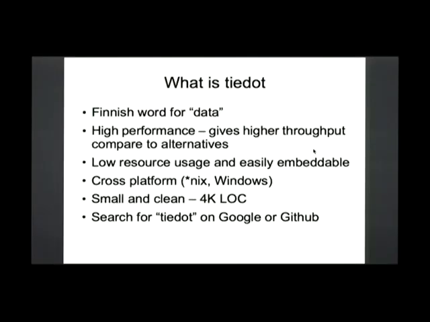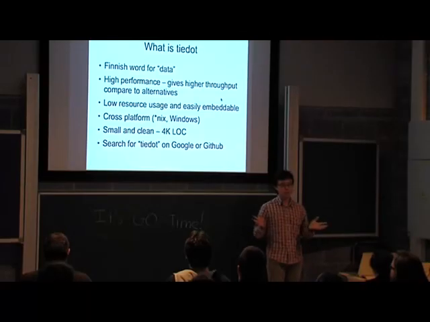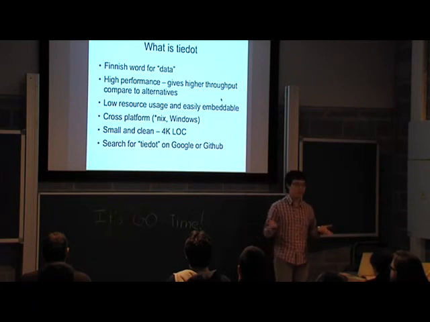So what is tied-out? It's a NoSQL database engine. I began working on it about half a year ago. It is designed to be really easy to embed into your Go programs, and it can also run as a standalone HTTP service if that's how you like it. It is cross-platform. It has been tested on Windows, BSD, and Linux. It is also very small, which makes it nice to use as an embedded database. Please search for the name on Google or GitHub to find the project. It's hosted on GitHub at the moment.